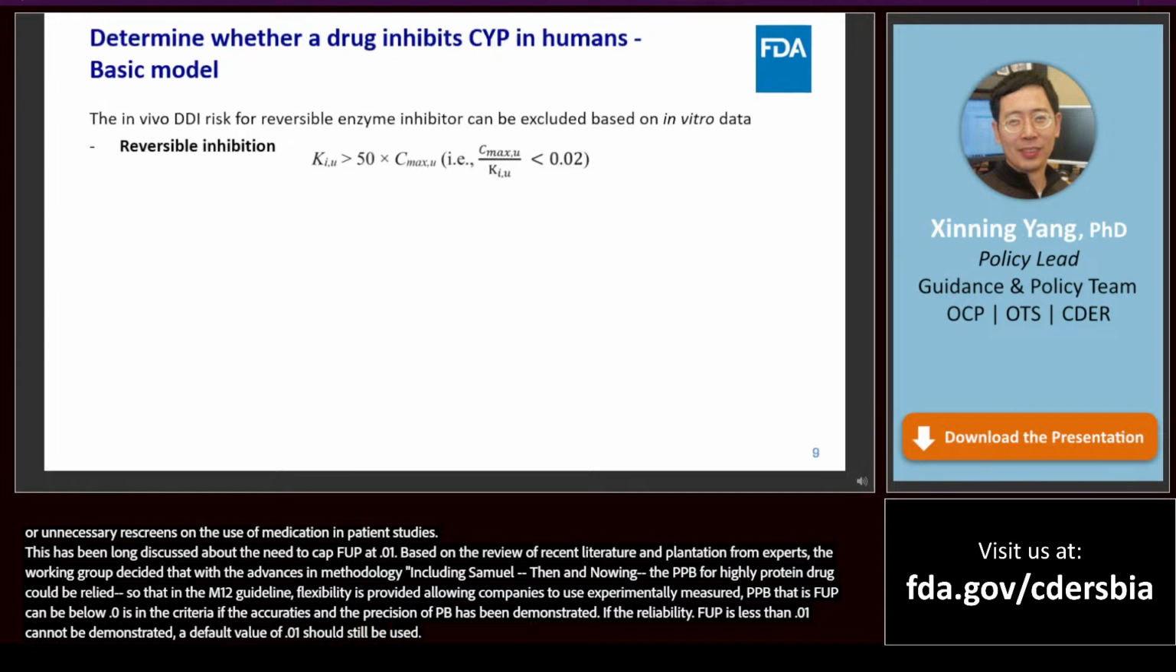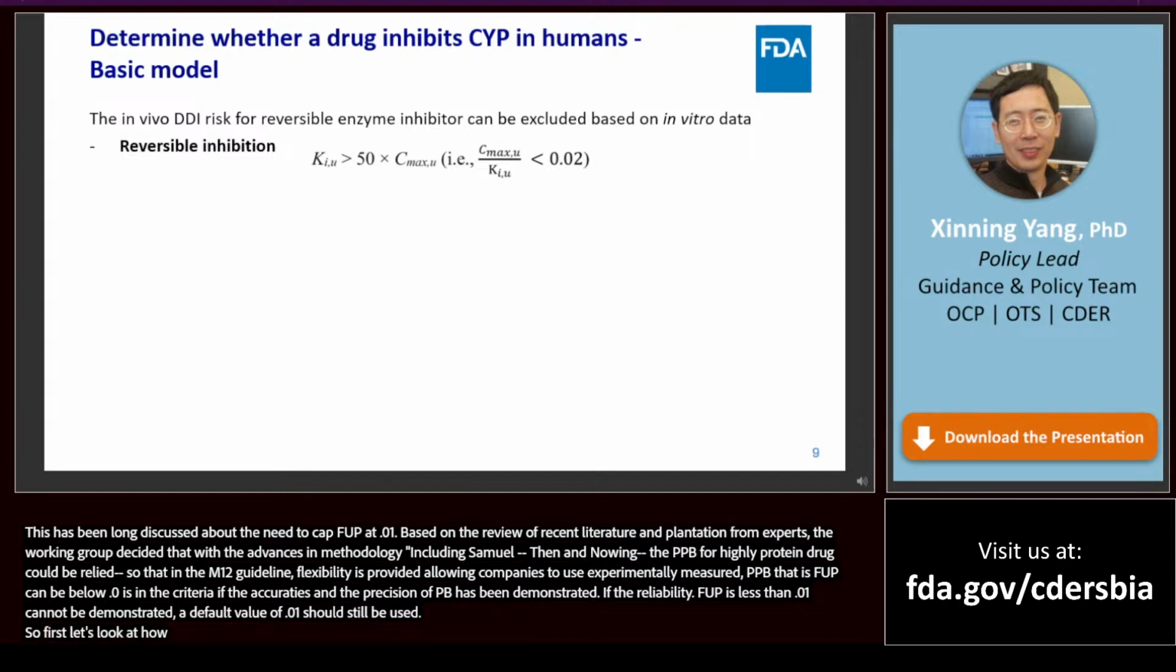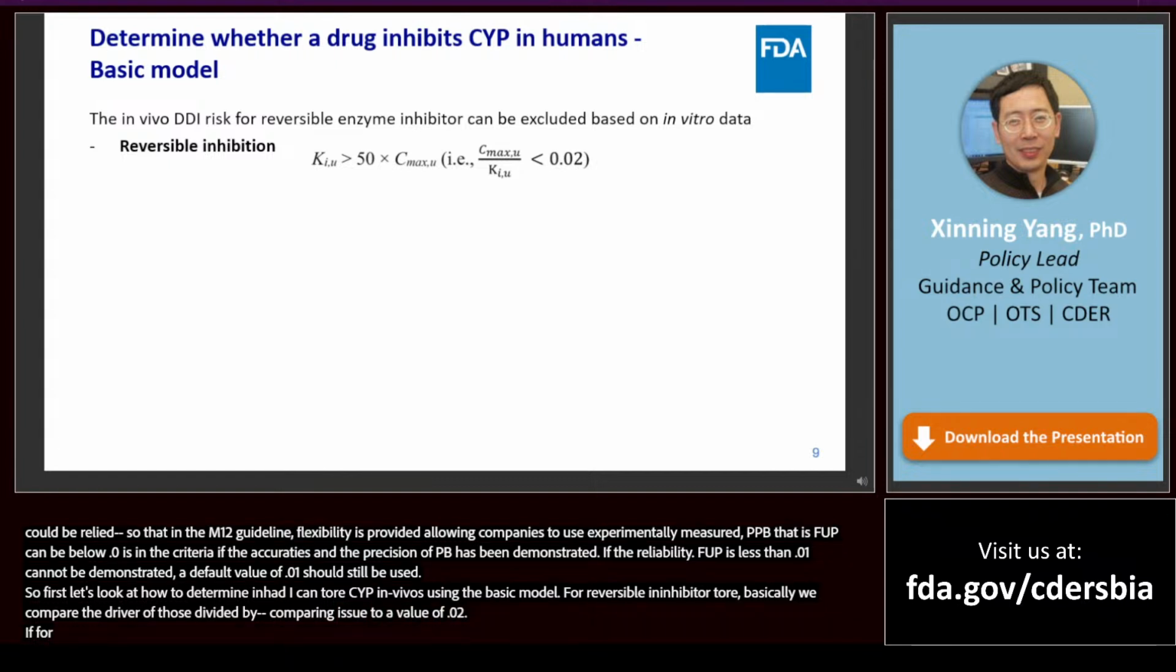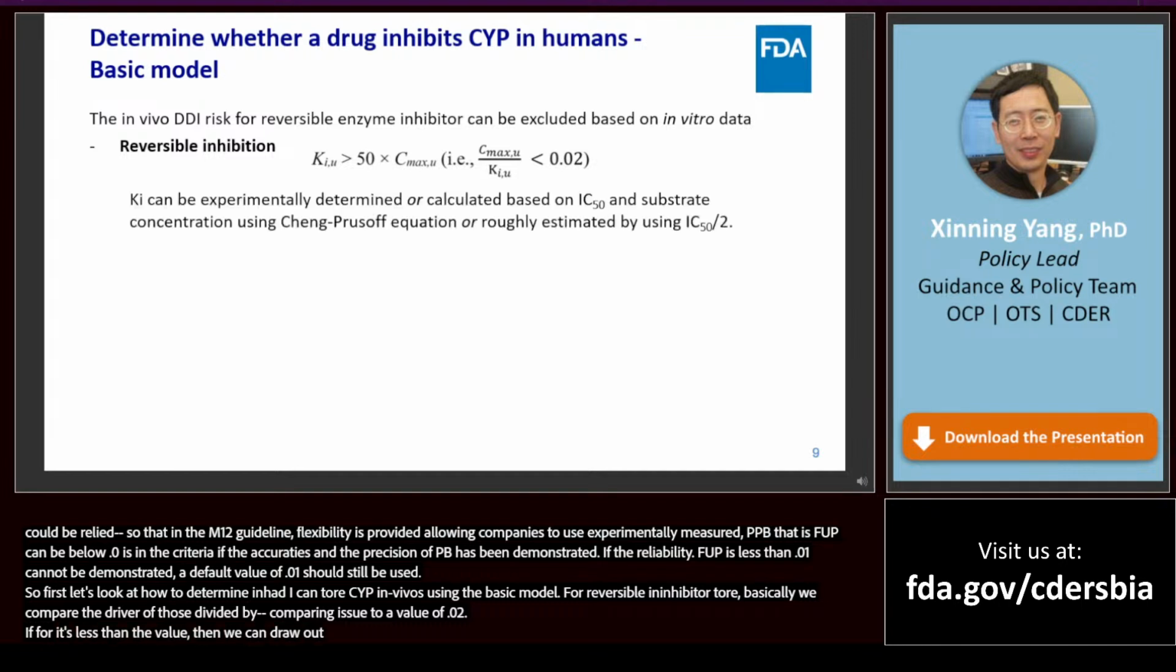So first, let's look at how to determine whether a drug inhibits a CYP enzyme in vivo using the basic model. For reversible inhibitors, basically we compare the unbound Cmax of a drug at a therapeutic dose divided by unbound Ki, and compare the ratio to a cutoff value of 0.02. If the ratio is less than this cutoff value, then we can rule out the in vivo DDI potential.